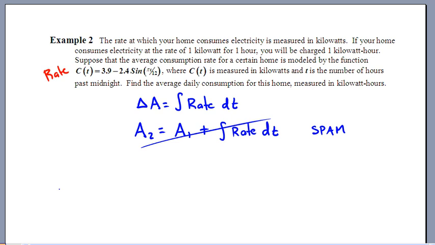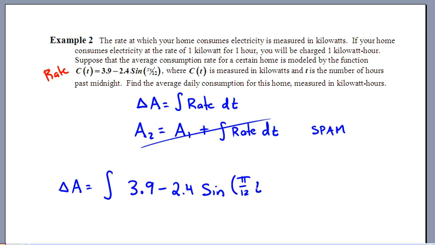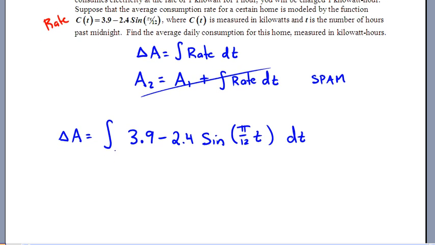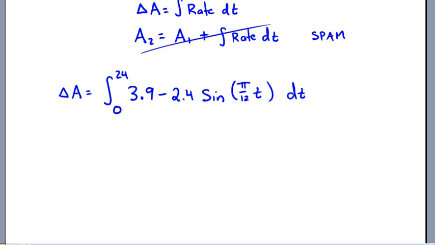Okay, so here we go. The additional amount of energy that gets used is just going to be the integral of the consumption rate. So I'm going to integrate 3.9 minus 2.4 sine of pi over 12 times t dt. You absolutely could just ask your calculator to do this. We're going to go for one day, from 0 to 24 hours later. There's nothing wrong with getting your calculator to do it. If you dare, you could do it by hand. It's not actually that bad.